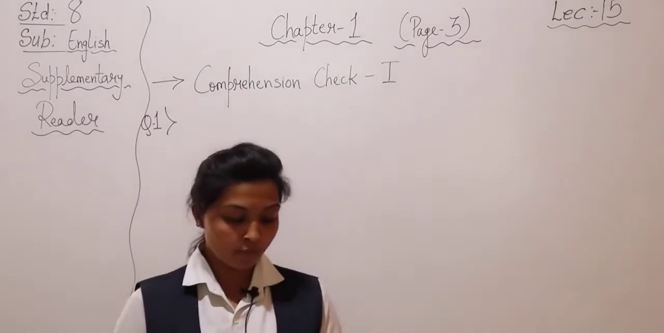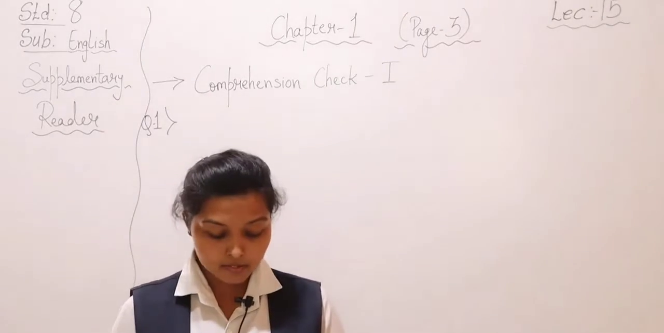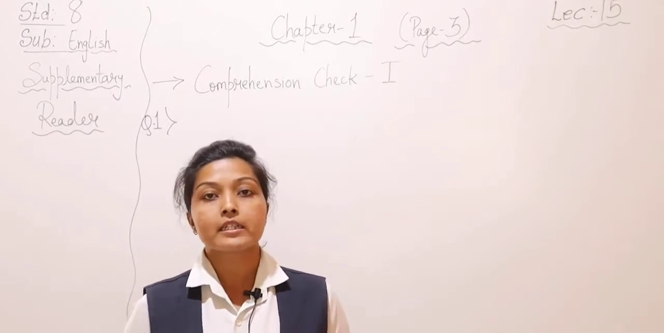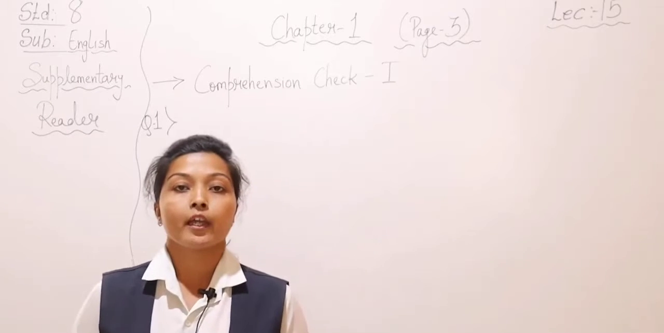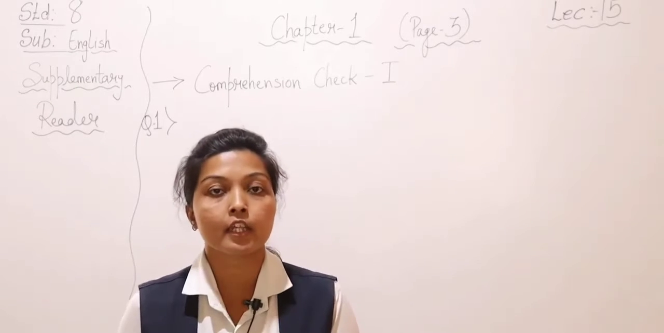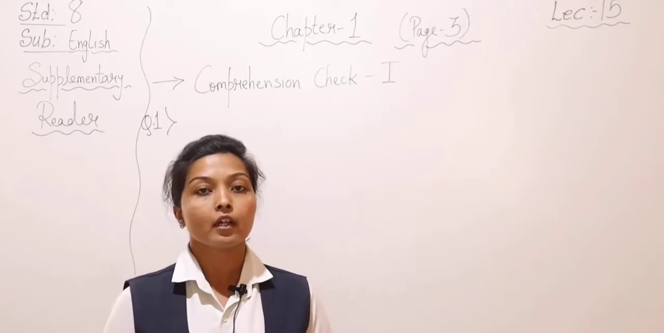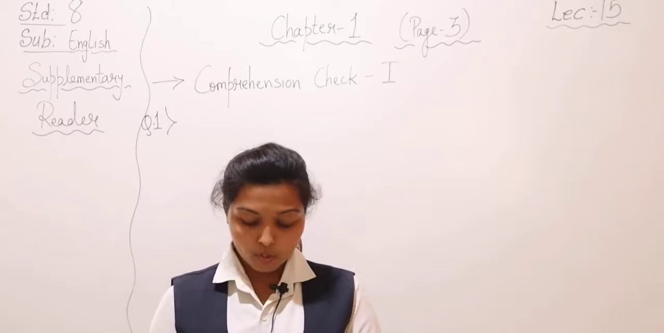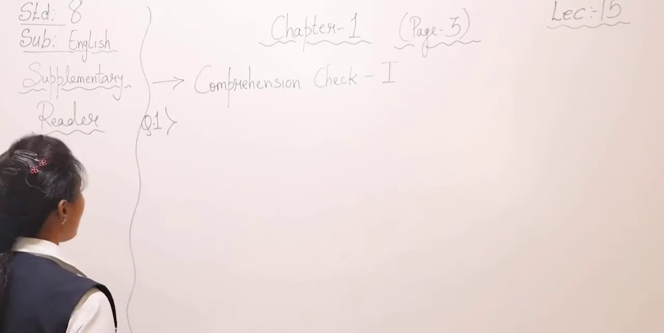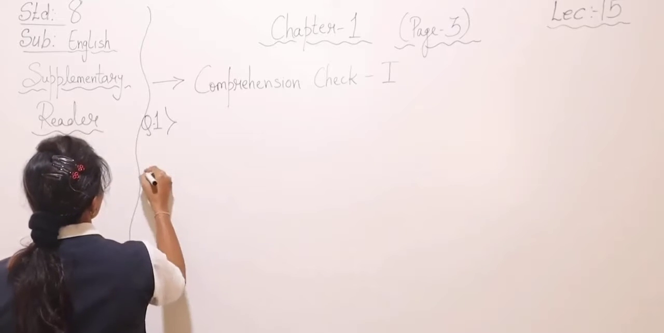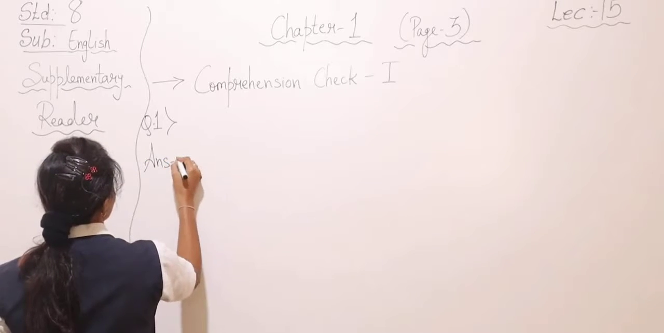Question 1 is: What task do you think were assigned to the dog and the ox? So what work is given to the dog and the ox? Write down this question from your book and then write down the answer.